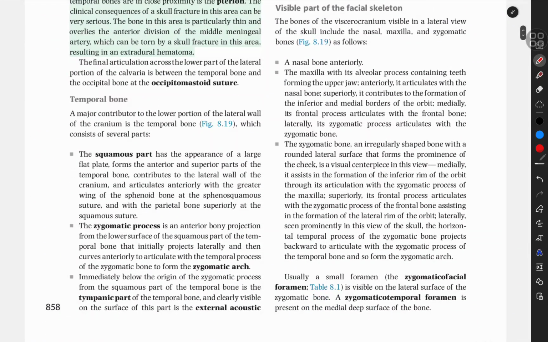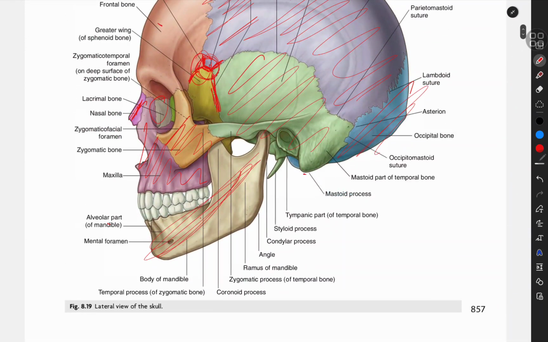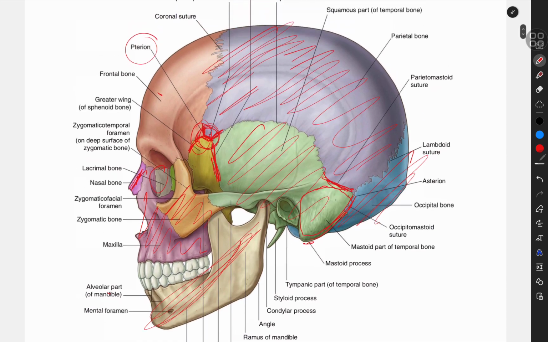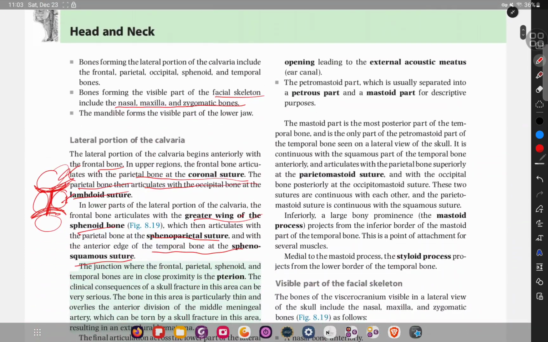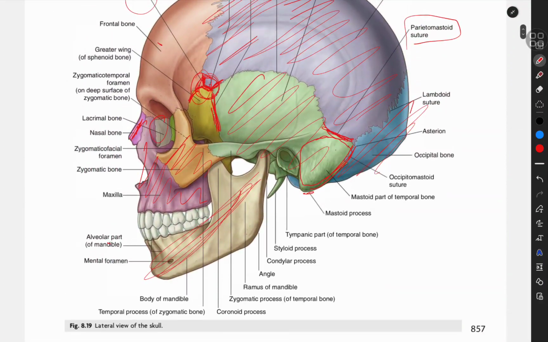I think that's it. Articulation across the lower part of the lateral portion of the skull varies between the temporal bone and the occipital bone at the occipitomastoid suture. Here, the mastoid process, and the mastoid process is this part, and the parietal bone is this. So, parietomastoid suture. Oh, occipitomastoid. Here is the occipitomastoid suture: occipital bone, mastoid process, occipitomastoid suture.